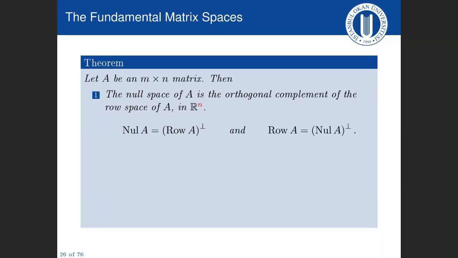Let A be an m by n matrix, then the null space of A is the orthogonal complement of the row space of A in Rn. The null space of A is the orthogonal complement of the row space of A, or taking the orthogonal complement of both sides, we could say that the row space of A is the orthogonal complement of the null space of A.